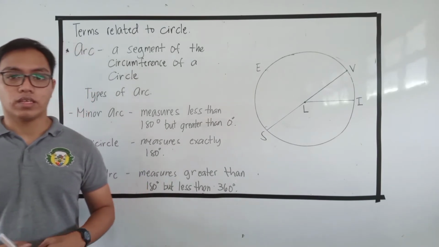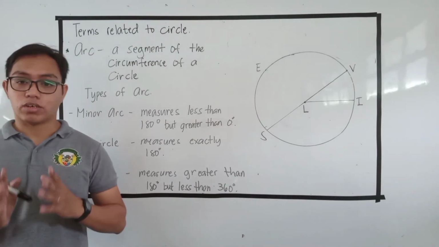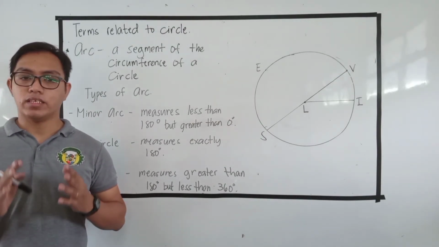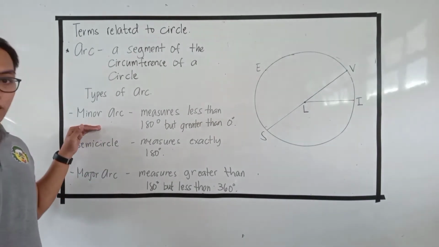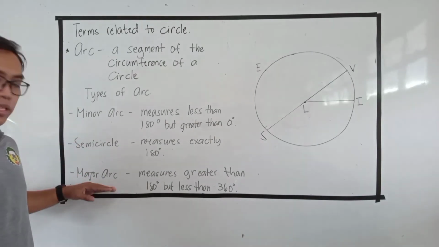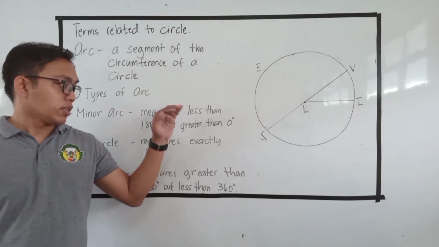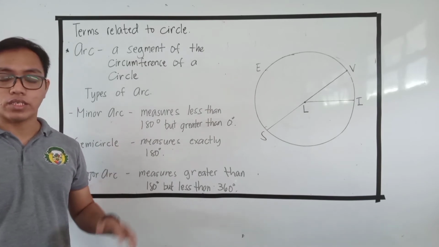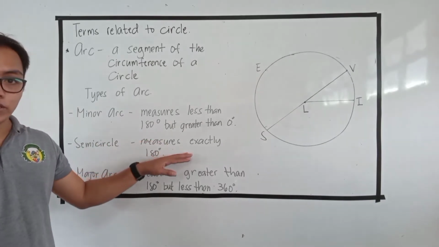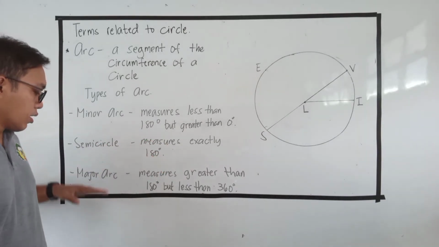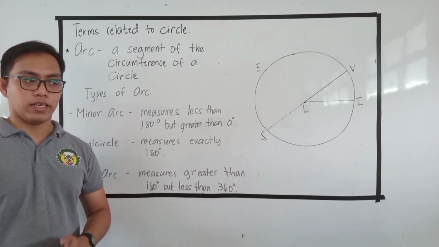Another term related to circle is arc. An arc is a segment of the circumference of the circle, meaning it is a curve. There are three types of arcs: minor arc, semicircle, and major arc. A minor arc measures less than 180 degrees but greater than 0. While a semicircle measures exactly 180 degrees, and the major arc measures greater than 180 degrees but less than 360 degrees.